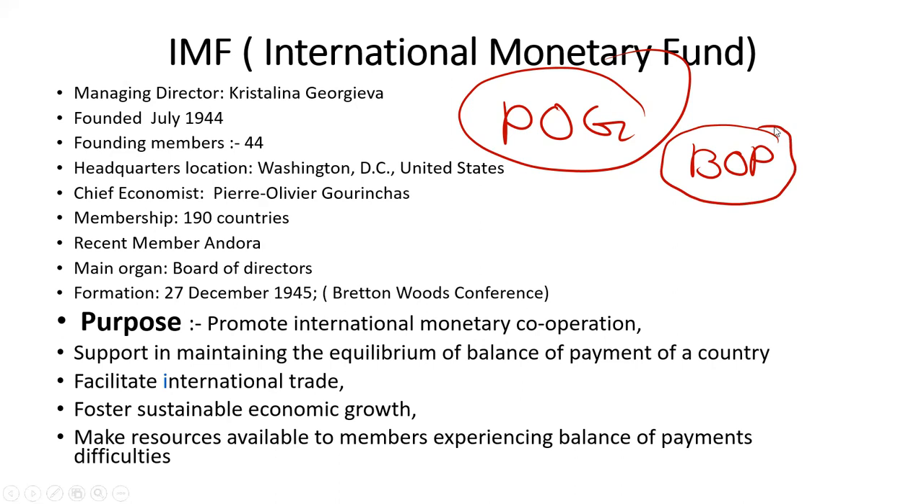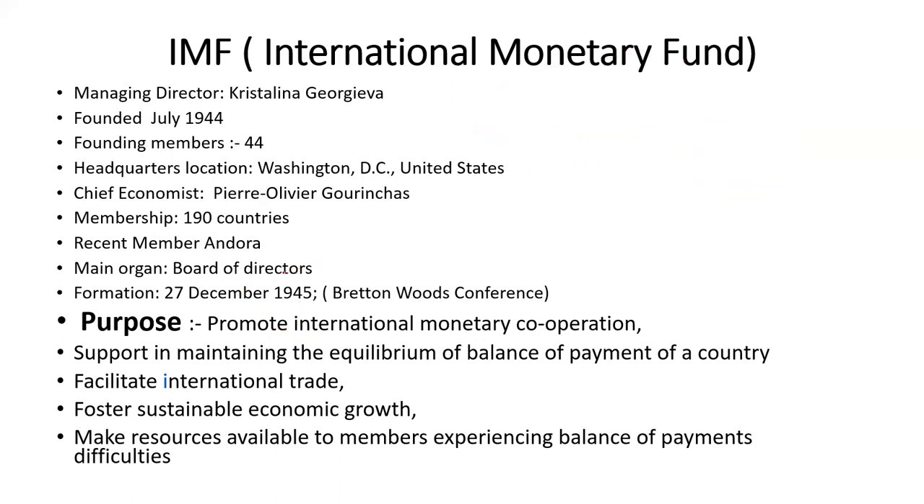The third one is to facilitate international trade. International trade is facilitated by the IMF. This is also one of the purposes. Then foster sustainable economic growth. As you know it supports financing, so it supports sustainable economic growth. The last one is to make resources available to members experiencing balance of payments difficulties. Whenever countries face disequilibrium in the balance of payments, the IMF supports them.